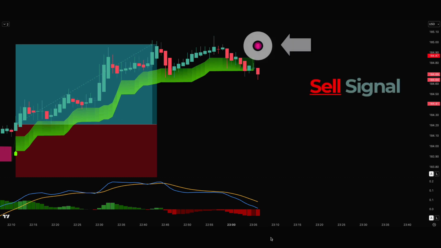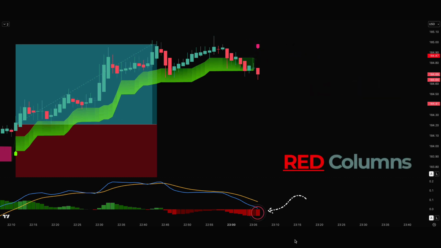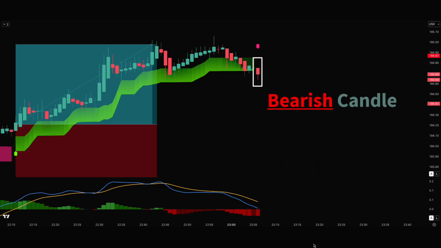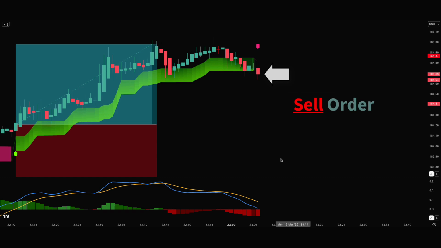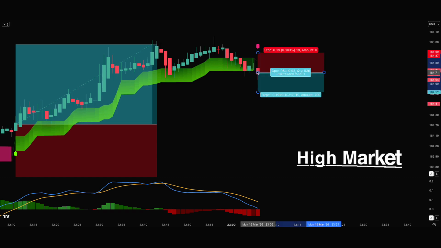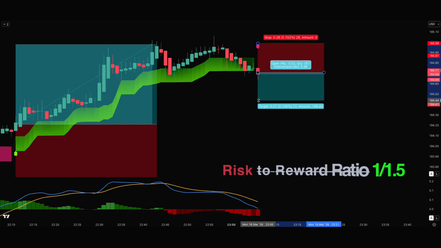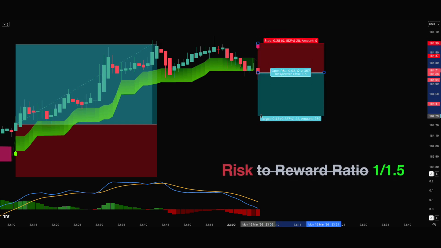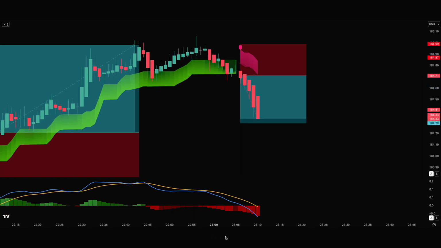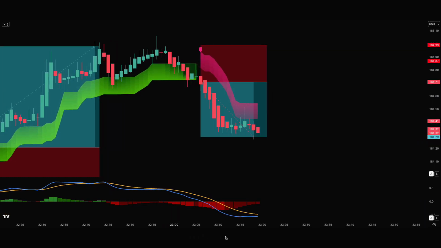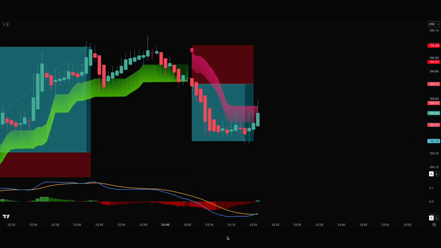Here the adaptive trend arrow of this indicator gives a sell signal. Here the MACD divergence shows red columns. Here the market has made a bearish candle to give confirmation. So all our conditions are being fulfilled, so we are placing an order to sell. Our stop loss is to be placed at the previous high of the market, and the risk to reward ratio will be 1:1.5. Our trade is running in profit. We have won the trade. Let's find the next trade.